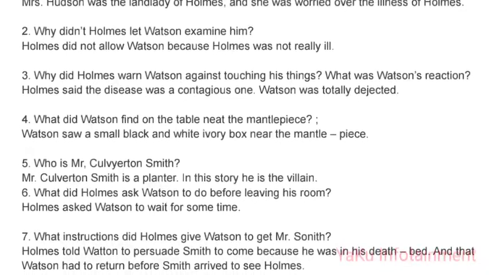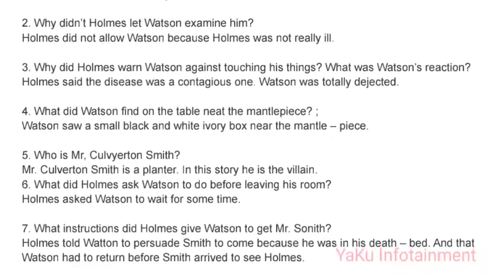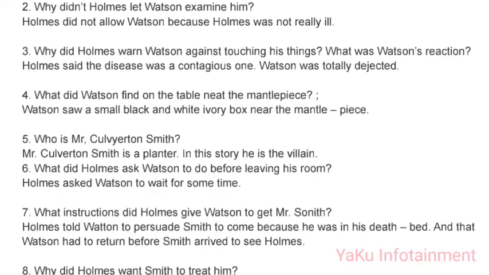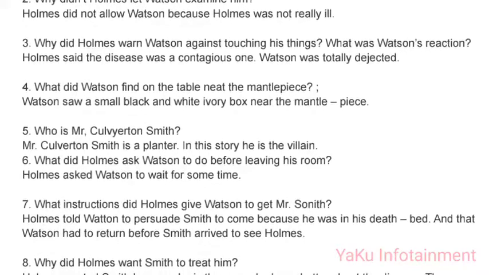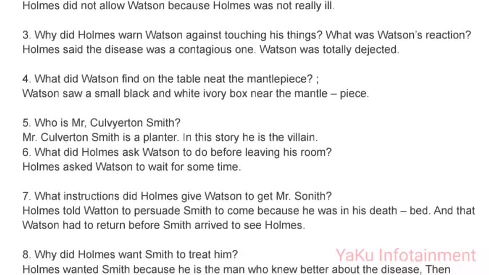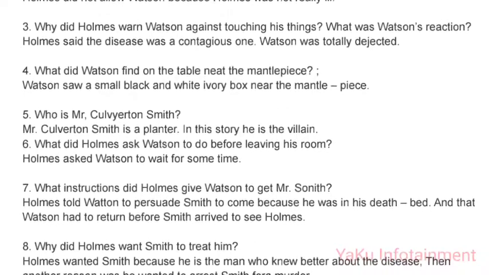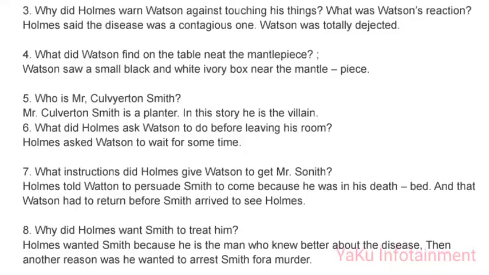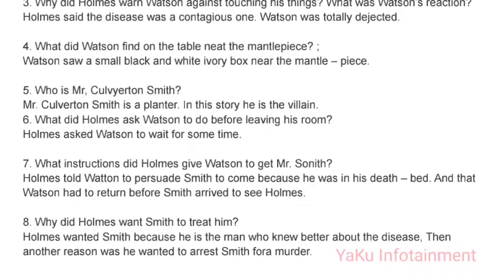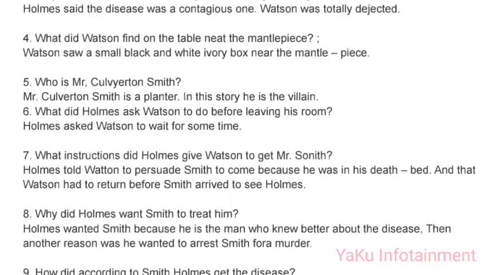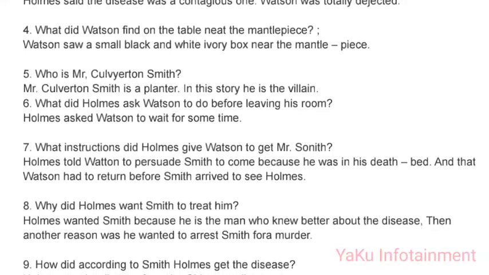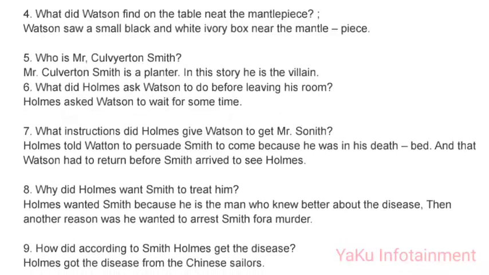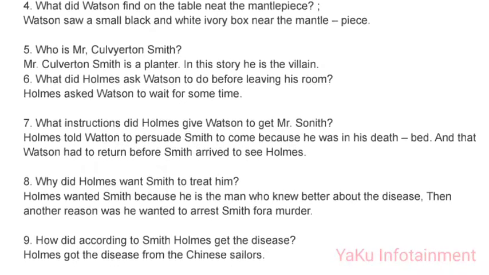7. What instructions did Holmes give Watson to get Mr. Smith? Holmes told Watson to persuade Smith to come because he was on his deathbed, and that Watson had to return before Smith arrived to see Holmes. 8. Why did Holmes want Smith to treat him? Holmes wanted Smith because he is the man who knew better about the disease. Then another reason was he wanted to arrest Smith for a murder. 9. How did, according to Smith, Holmes get the disease? Holmes got the disease from the Chinese sailors.